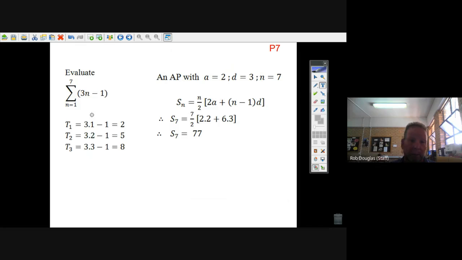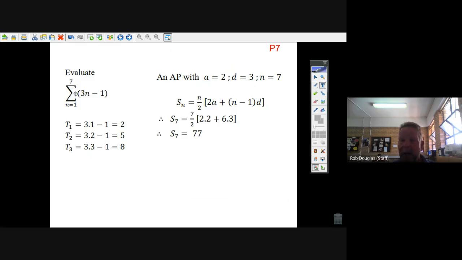Your second term, you put 2 in. 3 times 2 minus 1, it's 5. Your third term is 8. Well, 2, 5, 8. You can see it's an arithmetic progression with a equals 2, d equals 3. The common difference is 3. And we know there's 7 terms.